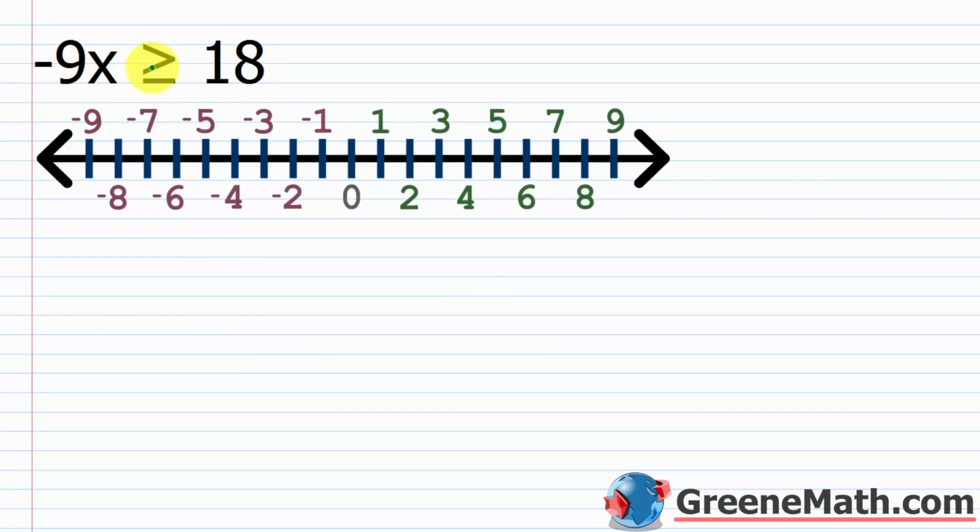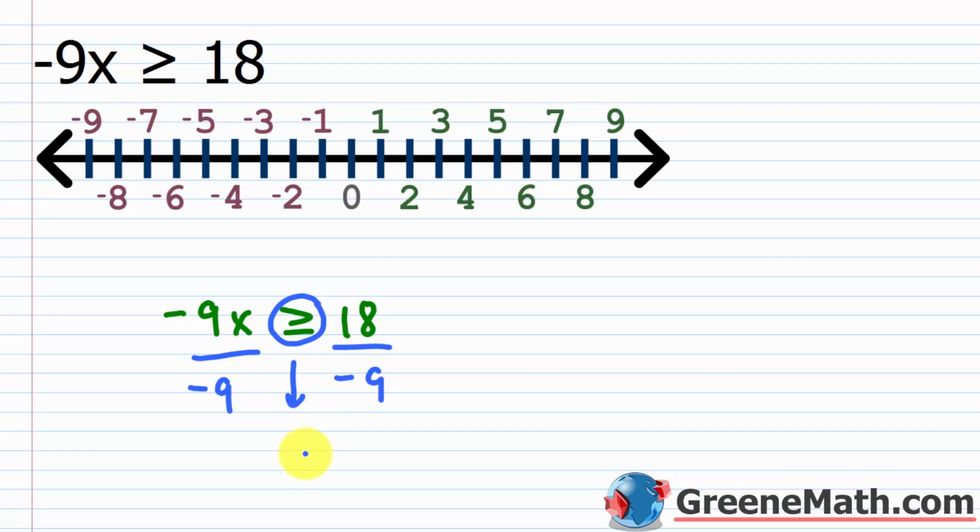So we have negative 9x is greater than or equal to 18. Okay, so I know that x needs to be isolated by dividing both sides of the inequality by negative 9. What I've got to do is flip the direction of the inequality symbol. Right now I have a greater than or equal to. I want a less than or equal to. So negative 9 over negative 9 is 1. You just have x. So x is less than or equal to 18 over negative 9, which is negative 2.